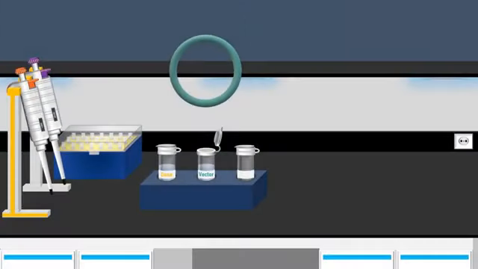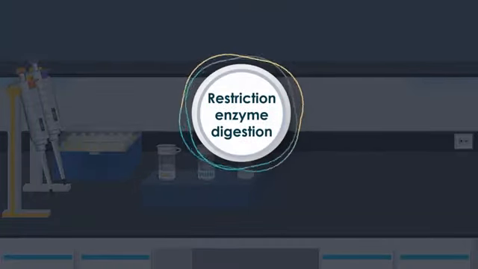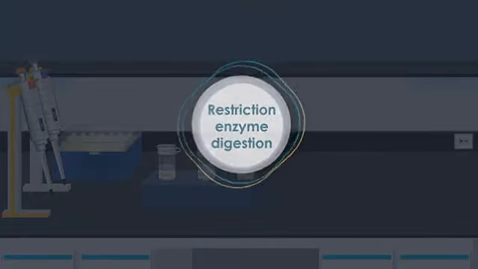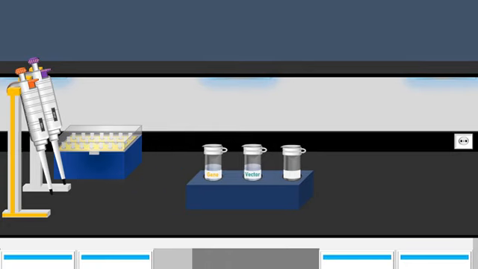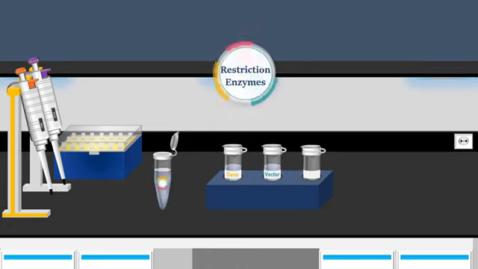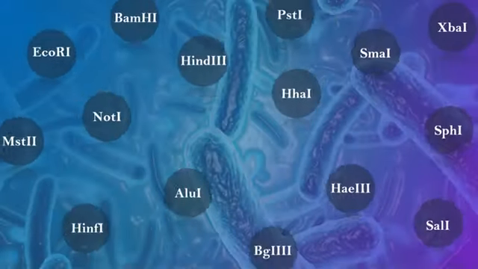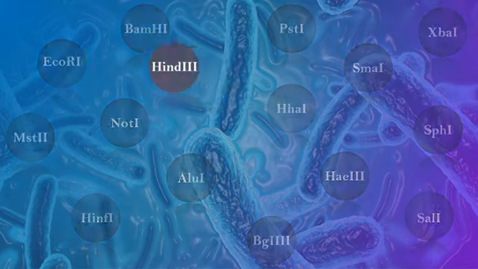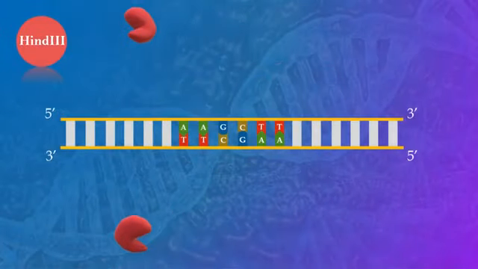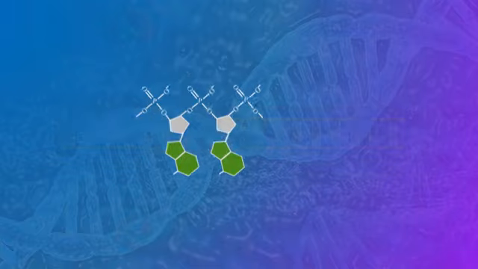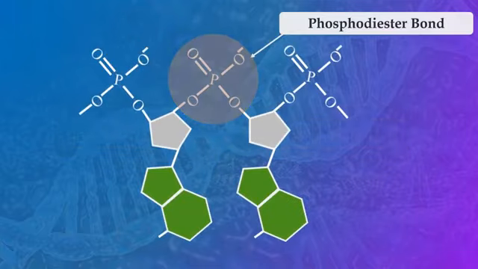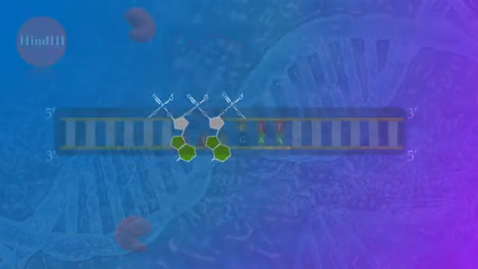Following the preparation of the genetic material, the subsequent step in the cloning procedure involves restriction enzyme digestion. In this process, DNA can be precisely cut at specific sites using specific enzymes. Numerous restriction enzymes have been identified from various bacterial strains. Restriction enzymes hydrolyze the covalent phosphodiester bonds within the DNA.